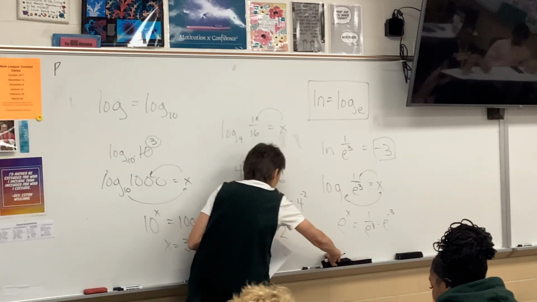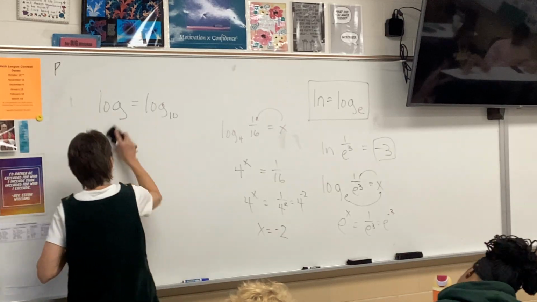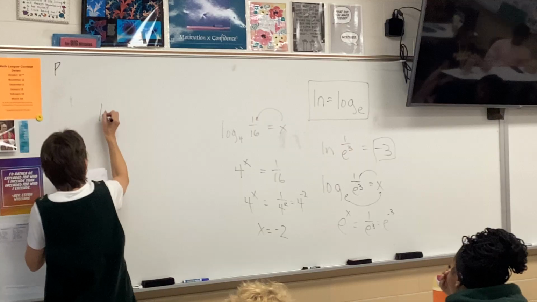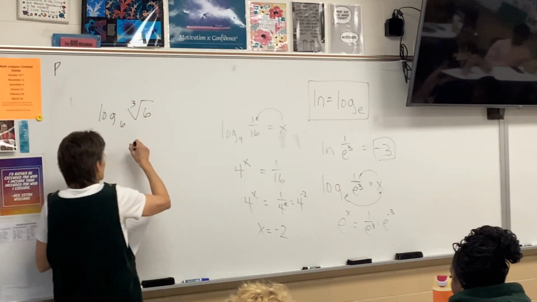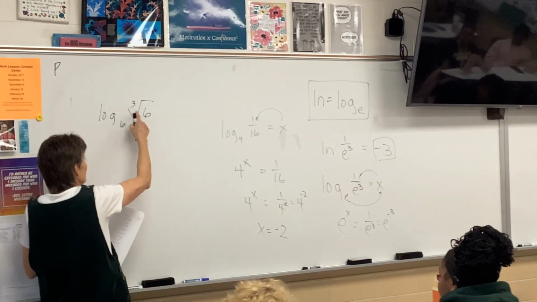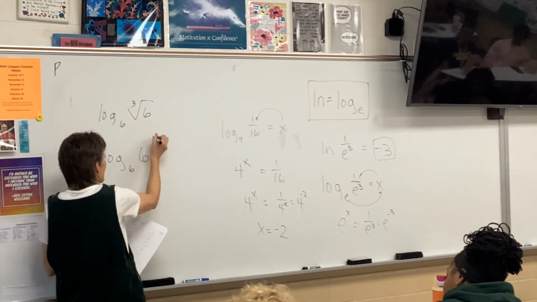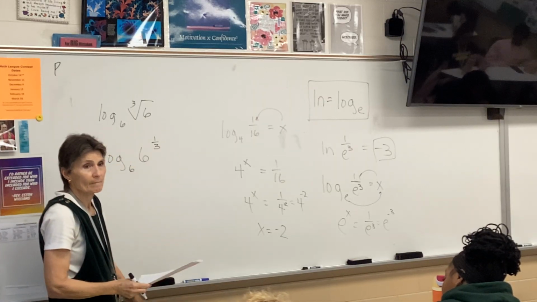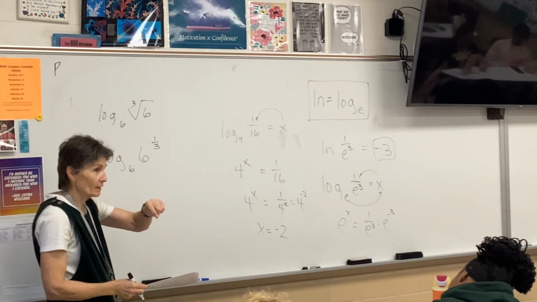Number 7, I see a radical. What kind of exponents are radicals? Fractions. So instead of the cube root of 6, could I think of that as 6 to the 1/3? Yeah. Radicals are fractional exponents.